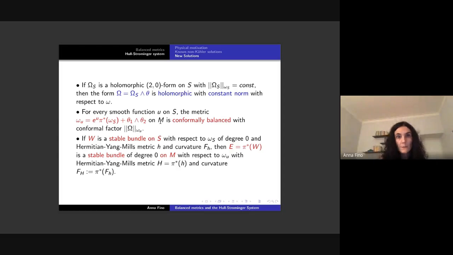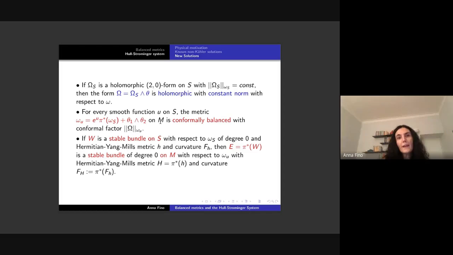So we look for a smooth function u, and we consider the metric given by u times the pullback of omega S plus theta 1 wedge theta 2, exactly as before. And we know that this is conformally balanced, with the conformal factor essentially being the norm of the (3,0)-form with respect to the new metric, omega u.